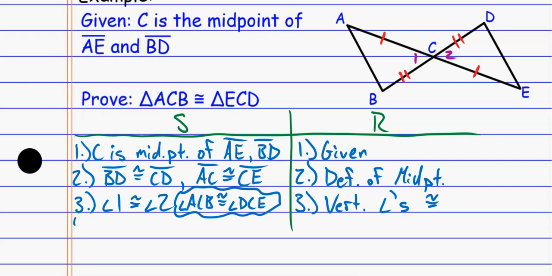Okay? Step 4, triangle ACB is congruent to triangle ECD. And I know that because of side angle side. Okay? I just showed that the two sides with the angle in between are congruent to two sides with the angle in between. So now I know the triangles are congruent. Okay?